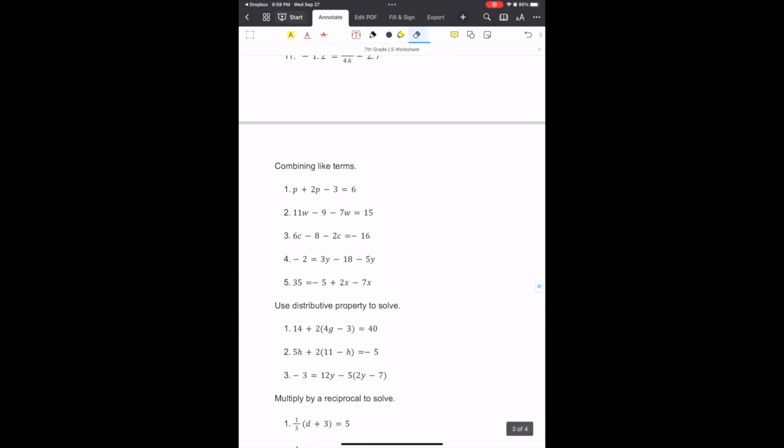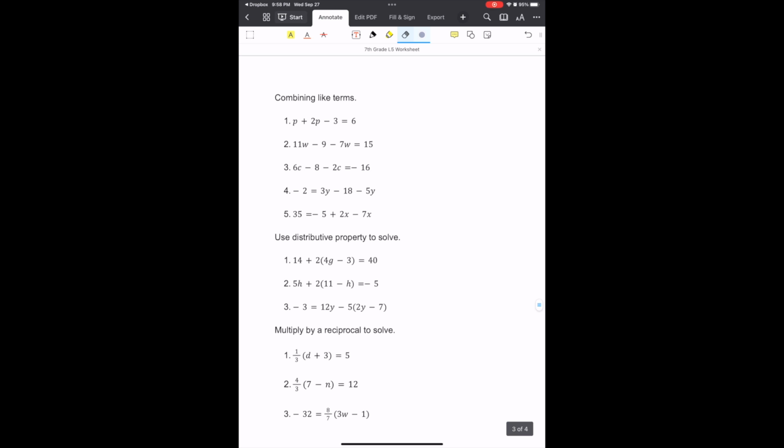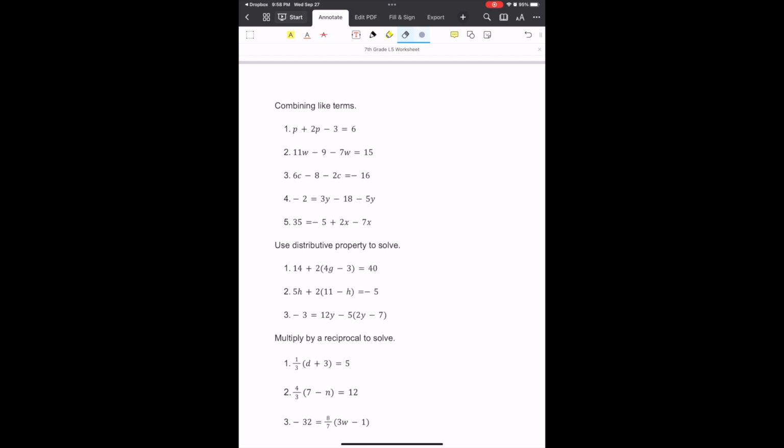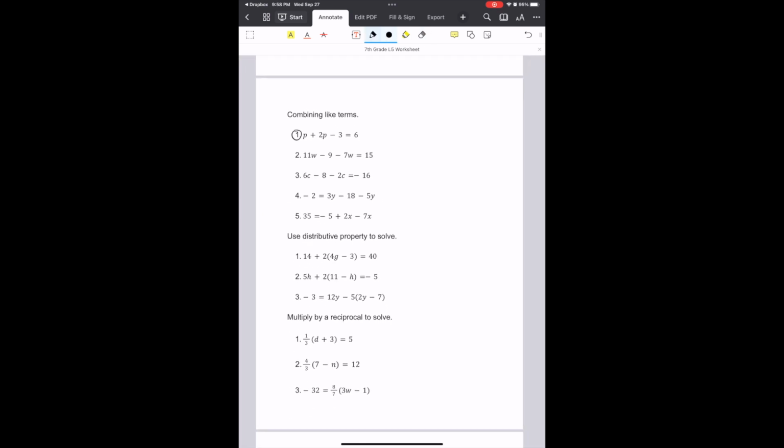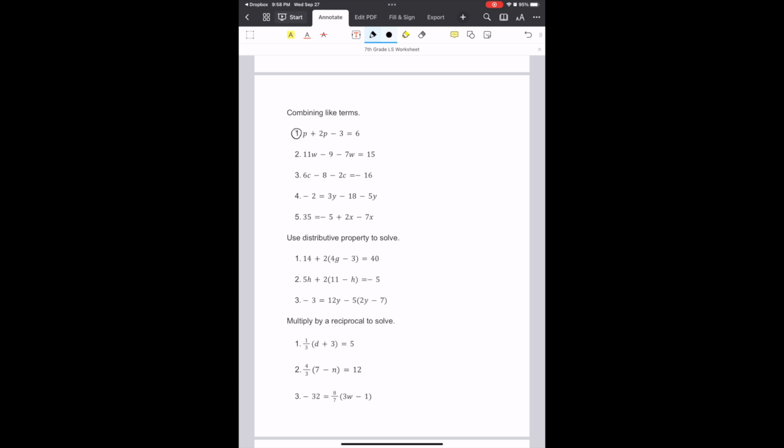So let's move on to the next page, combining like terms. So let's do number 1. p plus 2p minus 3 is equal to 6. Well, let's combine the p's to get 3p, and add 3 to both sides to get 3p is equal to 9. Then you want to divide both sides by 3 to get p is equal to 3.